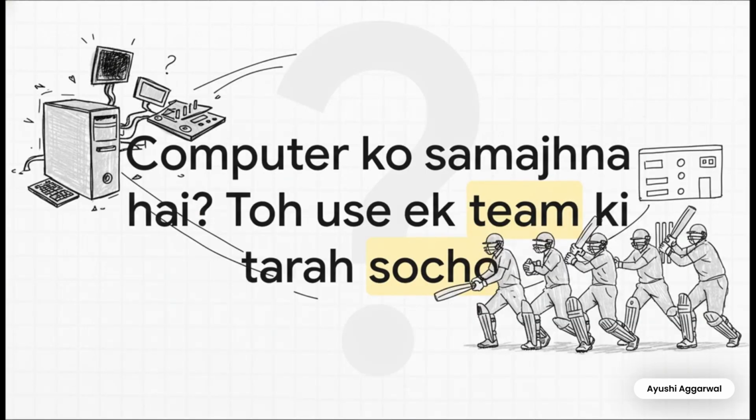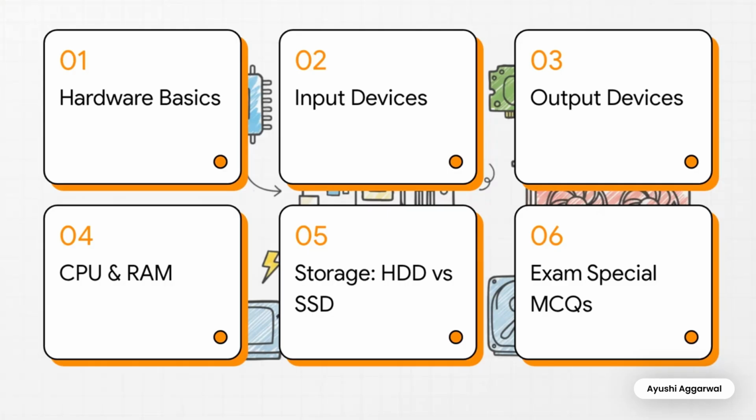Okay, so to make this whole topic super easy to grasp, let's start with a simple analogy. Just think of a computer like a cricket team, right? Every single player has a specific role, and it's only when they all work together that you win the match. Simple as that. So here's our game plan for today. We're going to tackle each of these topics one by one, keeping it totally focused on what you need for the exam. Ready? Let's get started.